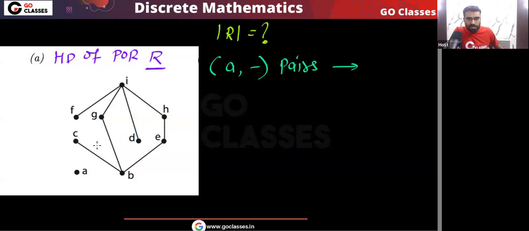How many pairs of this type? Only one pair will be there. A is related to A. Yes or no? Only one pair. A is only related to A, nothing else.